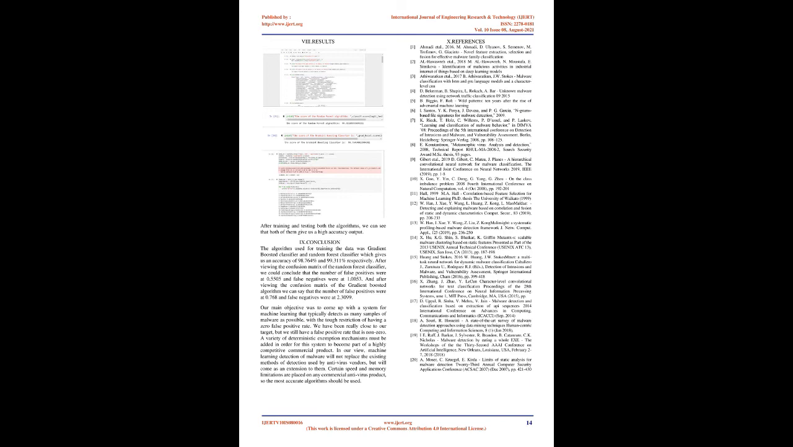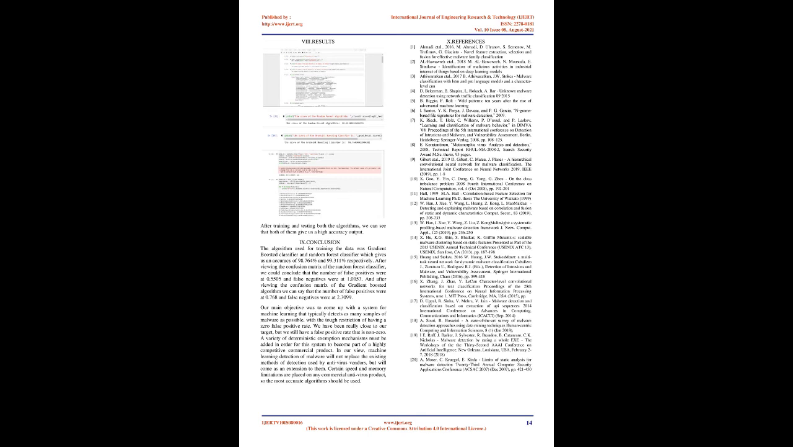Results. After training and testing both the algorithms, we can see that both of them give us a high accuracy output. Conclusion. The algorithms used for training the data were the gradient boosted classifier and the random forest classifier, which give us an accuracy of 98.764% and 99.311% respectively.